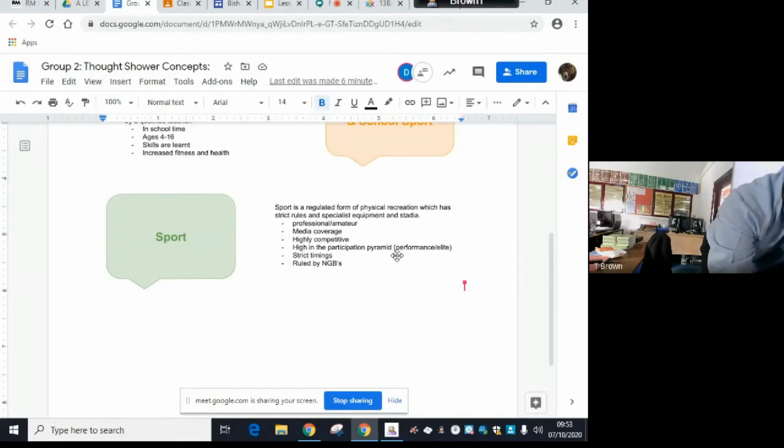I'd agree it's higher in the participation pyramid for sport, but we could still be an amateur, we could still be a novice and do sport, but you just might not necessarily go through to the highest level. So a little bit of thought on that one.